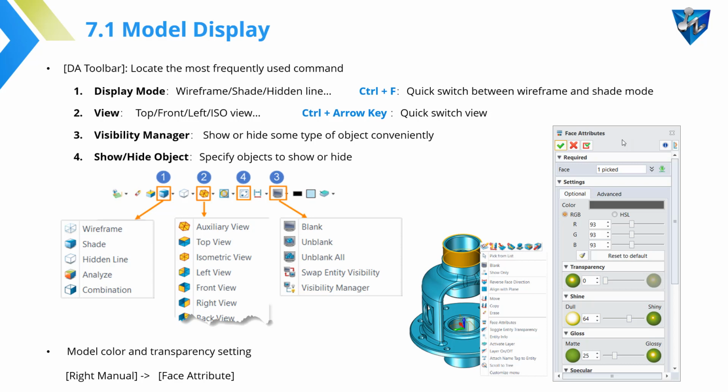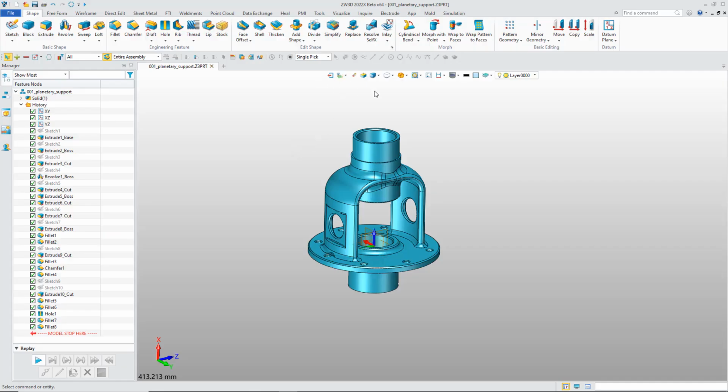For the model, if you want to change the color or the transparency setting, you can right-click the entity and open the face attribute, and then you will find the face attribute menu as shown in the right picture. So let me show you an example. Here is the DA toolbar, which I mentioned in the slides.